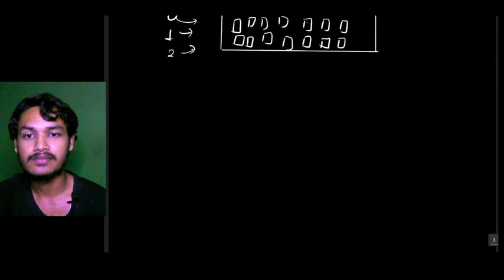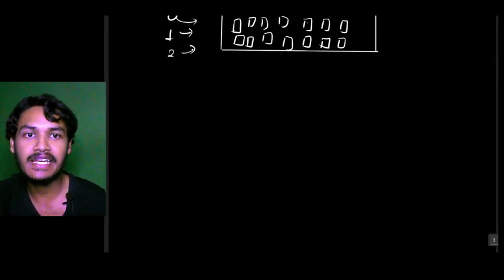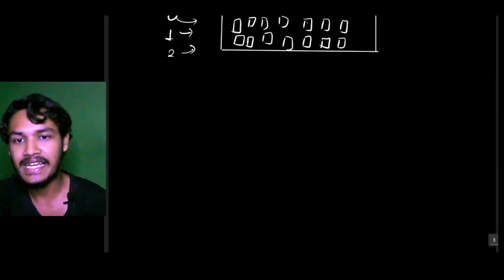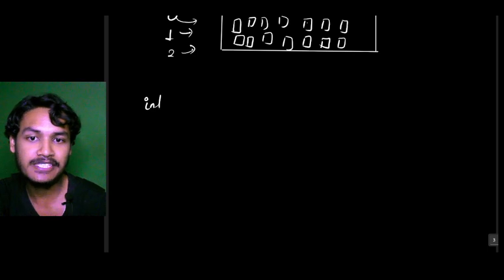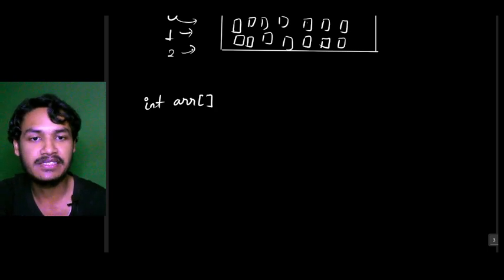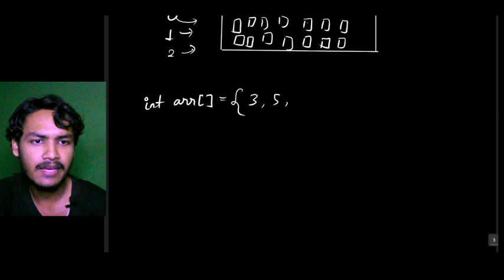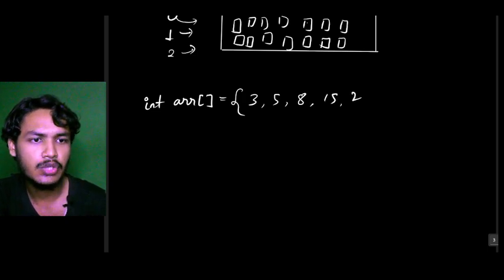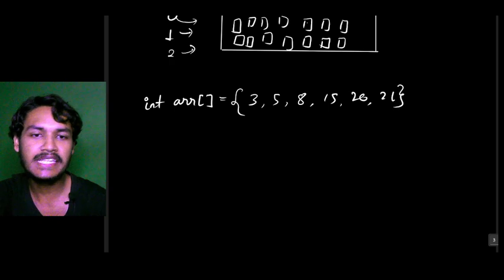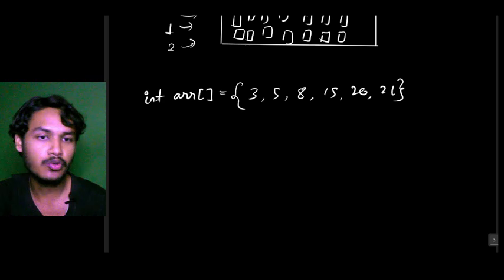For example, let's say I am creating an array. By the way, you can create an array like this. You have to specify the data type, then give the name of the array, then write the square brackets, and then open curly braces, and here you can provide the data. Let's say start with 3, 5, 8, 15, 20, 21, and then close it. In this way you can initialize, store, and create an array.